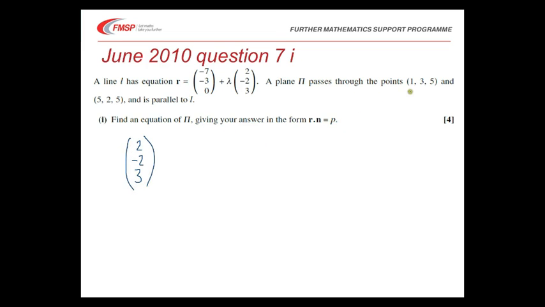and these 2 points in the plane, so the vector joining these 2 points is also a direction in the plane. So 1 to 5 is 4, 3 to 2 is -1, and 5 to 5 is 0. So here's the second vector in the plane, and now we can find a normal to the plane by finding the cross product of these vectors, because this will be a new vector that's perpendicular to both of them.